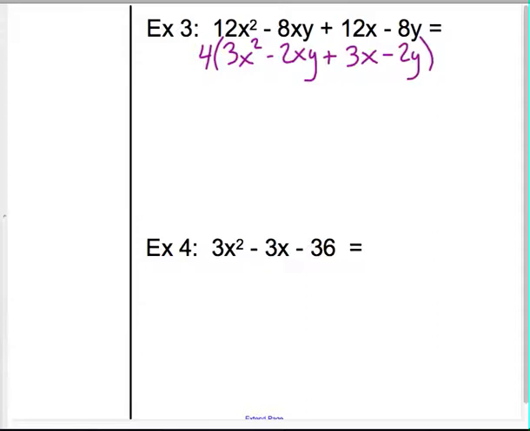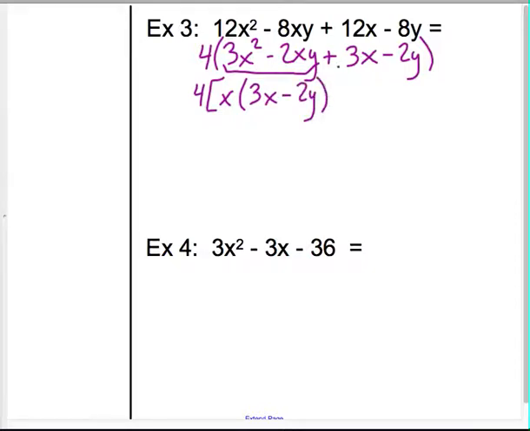So then I'm going to take a look again at factoring by grouping. The 4 is just going to be out front, so I'll use brackets. My first two terms here, I notice that I have an x in common. So I'm going to factor out an x, and what's left is 3x minus 2y.